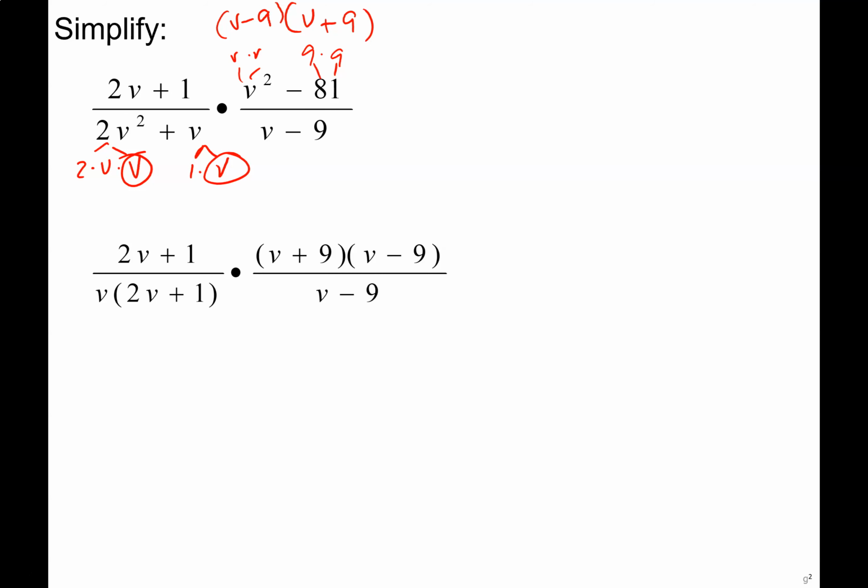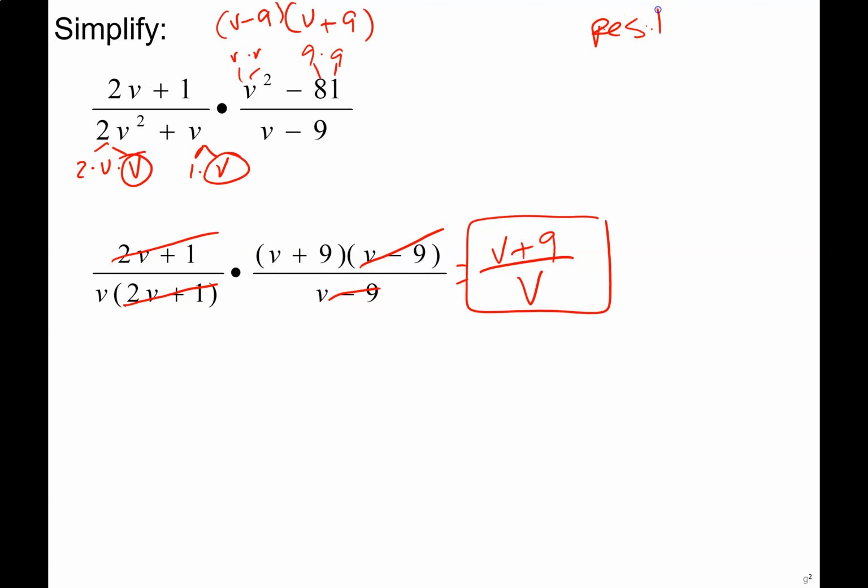Once more, you want to check to see if you can cancel anything top and bottom or across. I see a 2v plus 1 that could go away, and I see a v minus 9 that can go away. Let's see, what do we have on top? In our numerator, we're going to have v plus 9, and then over v in the denominator. I'm technically done here. I need to check for a restriction, though.